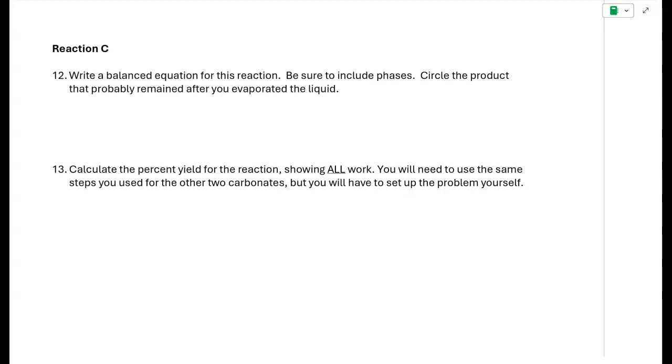But the one thing I do want to talk about is we're going to use the same steps. And so the whole flow chart, if you want to think about it that way, is you're going to start off with the mass of the calcium carbonate, because that's our third reaction, right? So you're going to have mass of calcium carbonate. And then what you have to do is convert that mass of calcium carbonate to moles of calcium carbonate.